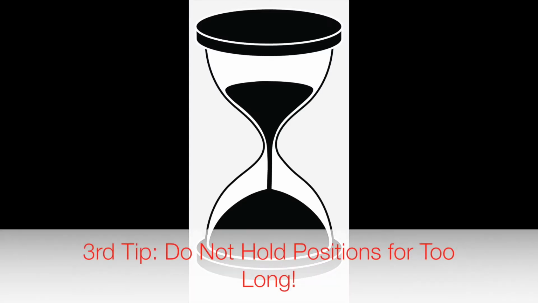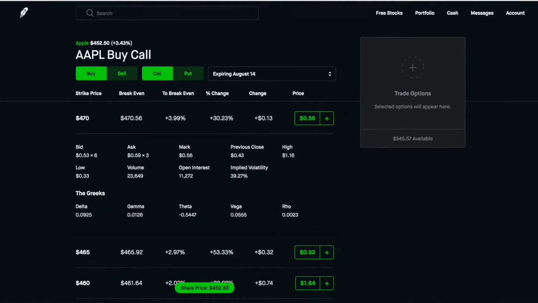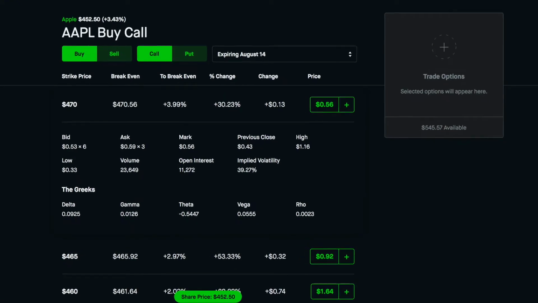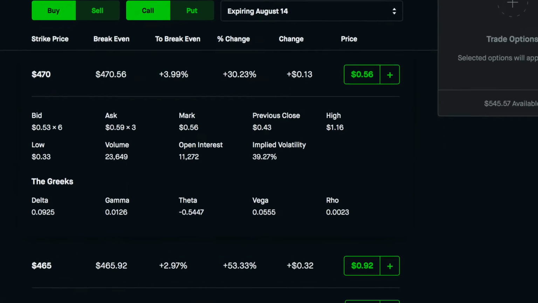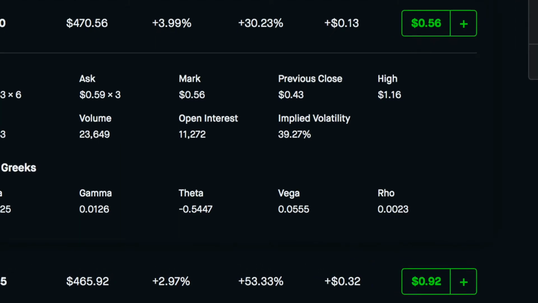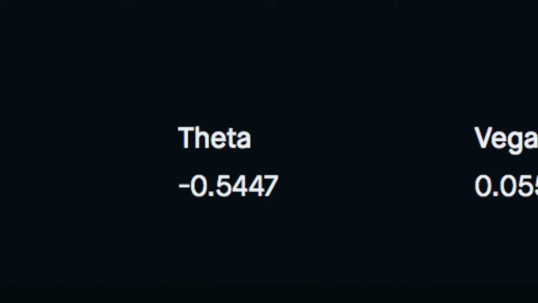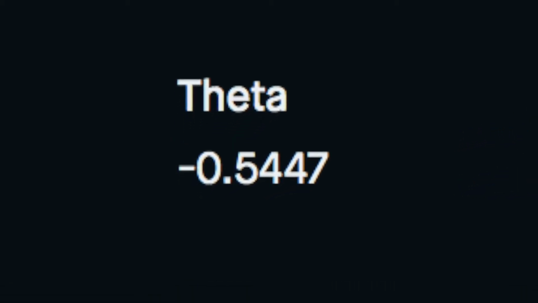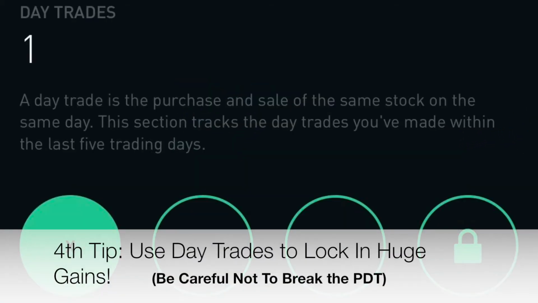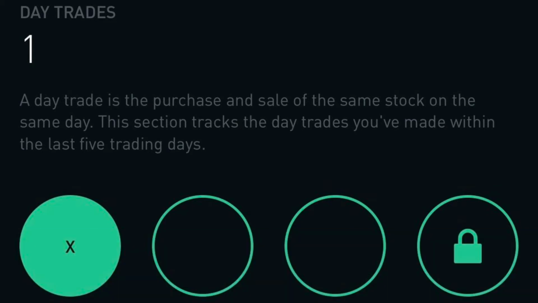The third tip is to not hold your positions for too long so you do not expose yourself to excessive time decay of options. Remember from before that time decay is constantly eating away at the value of the option if the underlying stock is not increasing in price. The fourth and final point is to not be afraid to use a day trade to lock in huge gains if your position does really well within the first day and you are unsure of future performance.